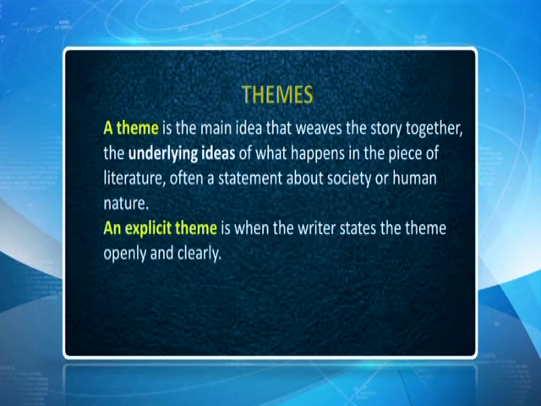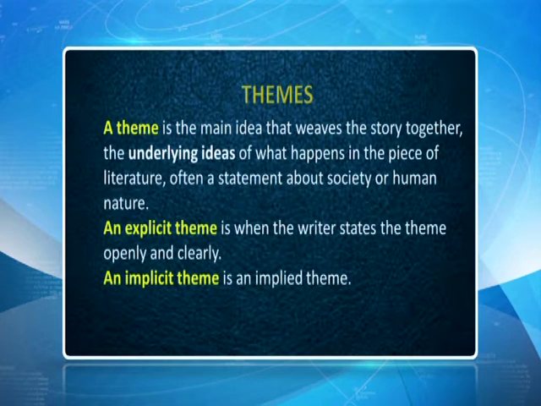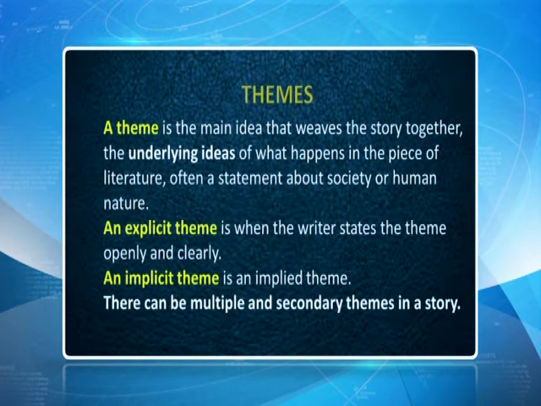We have explicit theme and implicit theme, and as their names imply, explicit theme is when the writer states the theme openly and clearly, and implicit theme is when it is implied, that is, embedded in the events of the story. So there can be multiple and secondary themes in a story.